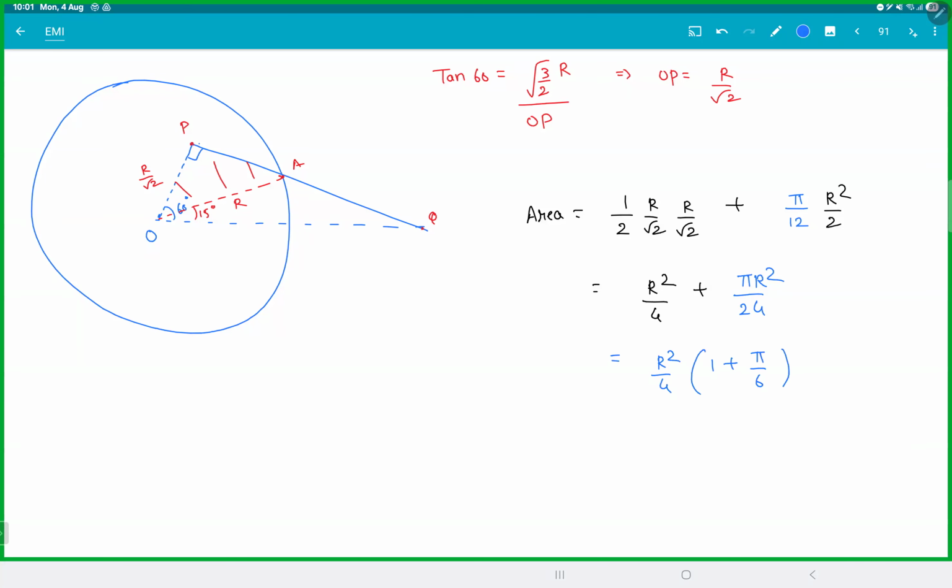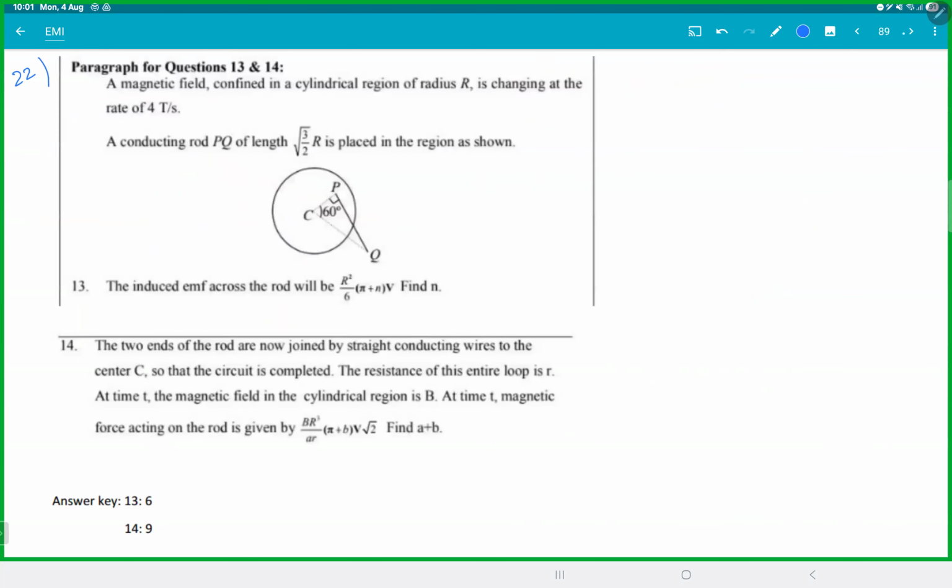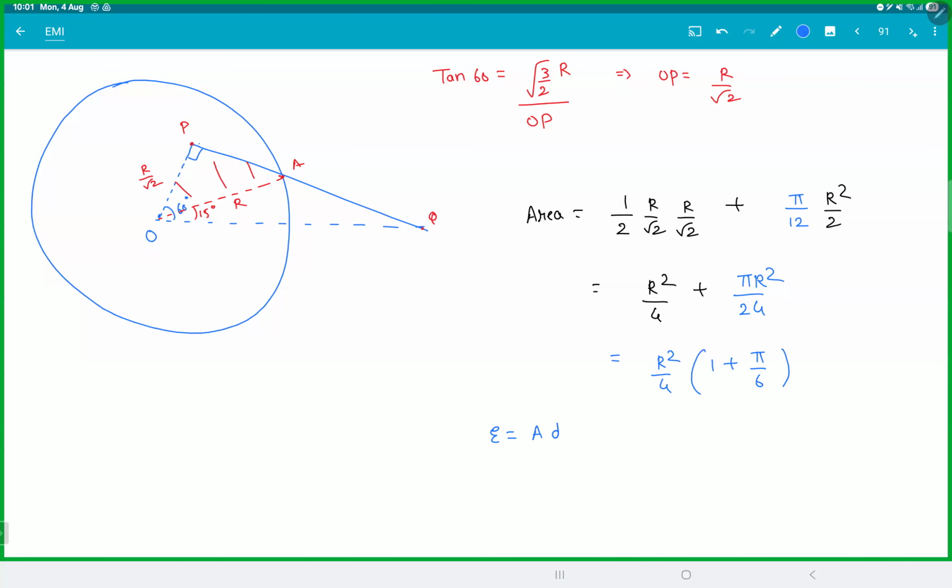EMF will come from here. Once you get this, the EMF will be B into the area, and dB by dt is 4 Tesla per second. Current I will be E by R. Want the force on the rod? Force on the rod will be simply what? Current I into length AP cross B. You should take only the AP length cross B because there is no magnetic field after AP. And the AP length is r by √2. You know everything.